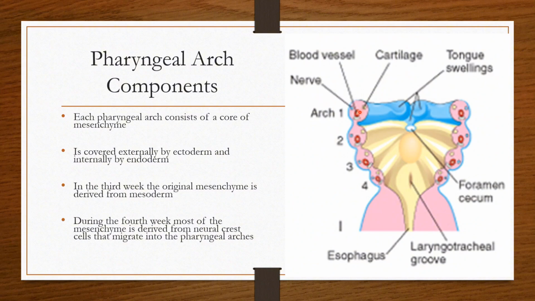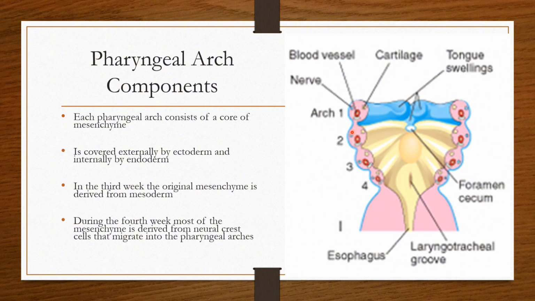These consist of a core of mesenchyme, and this mesenchyme is covered on the external surface by the ectoderm, and on the internal surface you can see the endoderm of the pharynx. In between two arches on the outside there is the cleft, which is called the pharyngeal cleft, and on the inner aspect you can see the outpouching of the pharynx between the two arches. This is called the pharyngeal pouch. So on the inner aspect you can see the pharyngeal pouch, and on the outer aspect you can see the cleft which is present between the pharyngeal arches.